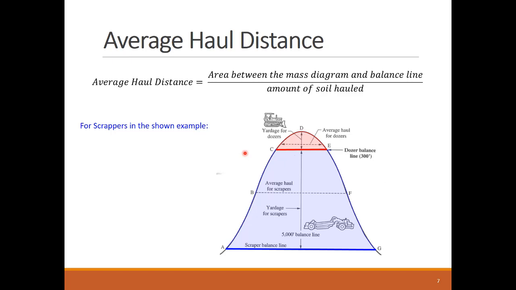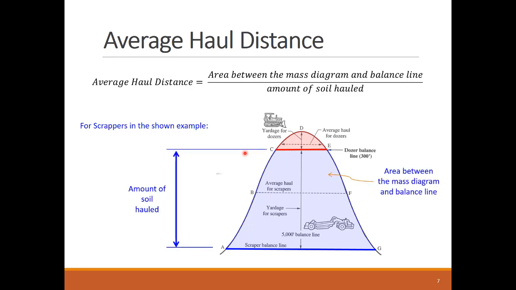This is another example of calculating the average hauling distance of scrapers, which work with some dozers on the same big balanced zone. The haul quantity of the scrapers is shown here, and the area under the mass diagram is shown to be confined by the balance lines of the scrapers and the dozers.